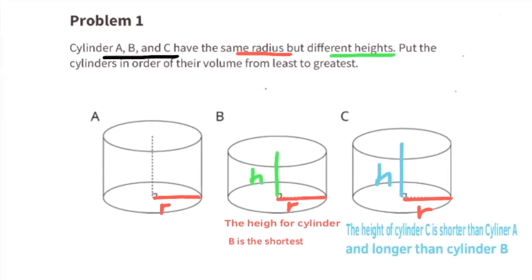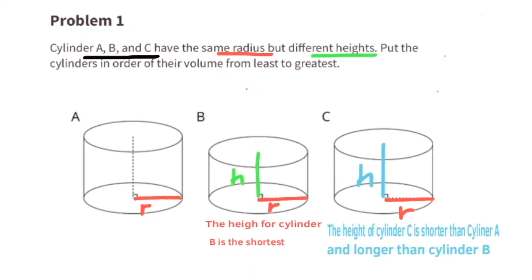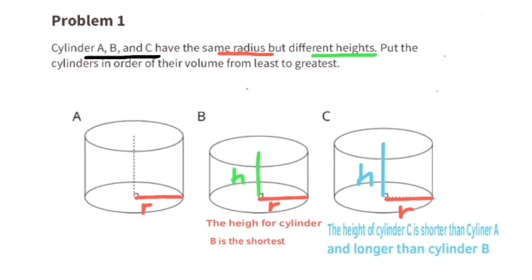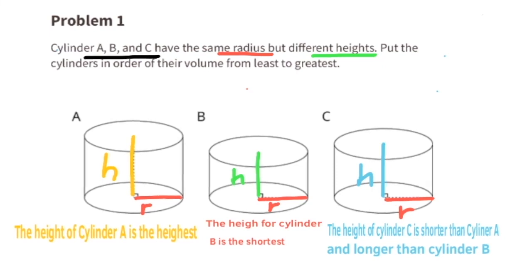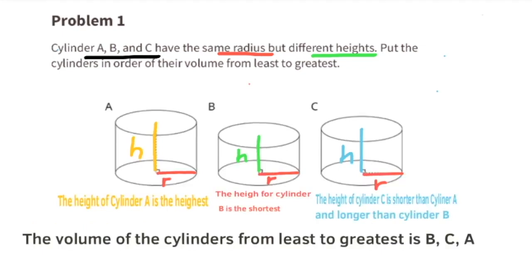Cylinder C has the next shortest height, so cylinder C would have the second most volume of the 3 cylinders. And finally, cylinder A. It's the tallest of the 3 cylinders, therefore it's going to have the greatest volume of the 3 cylinders. The volume of the cylinders from least to greatest is B, C, A.